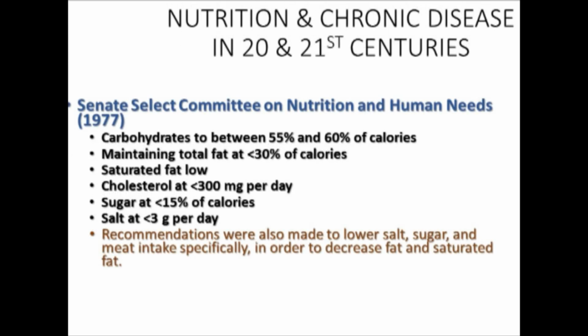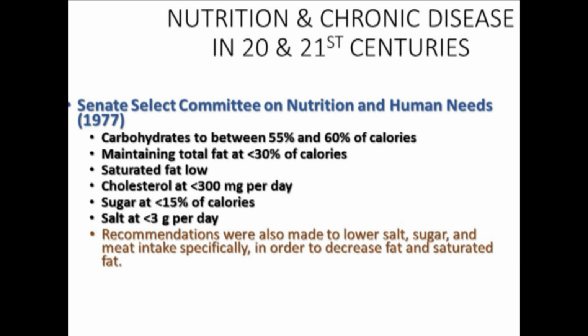In 1977, the Senate Select Committee, headed by Governor George McGovern, along with the scientific community, attempted to impose or recommend healthy ranges for carbohydrate intake. 55 to 60% had been basically established. Also, in order to maintain lower risks of heart disease and cardiovascular disease in the population, less than 30% of calories should come from fat.